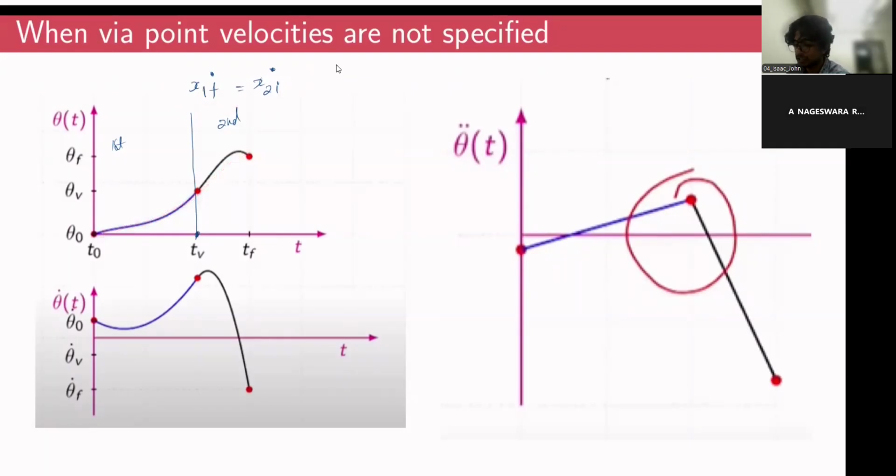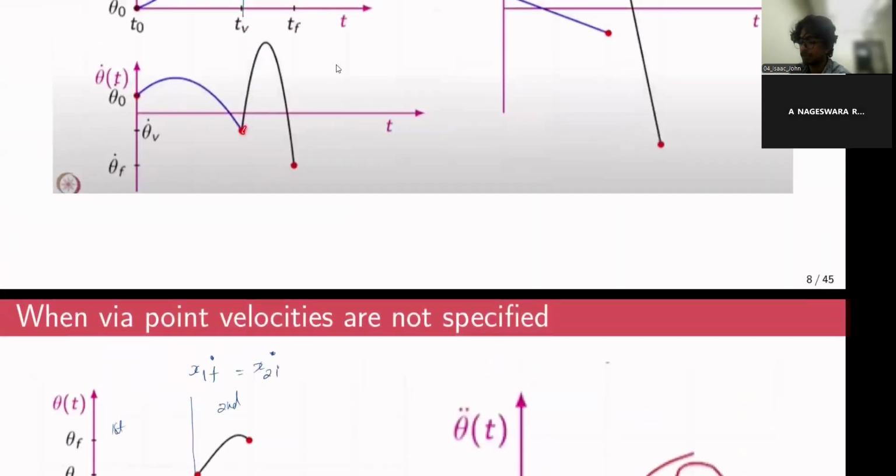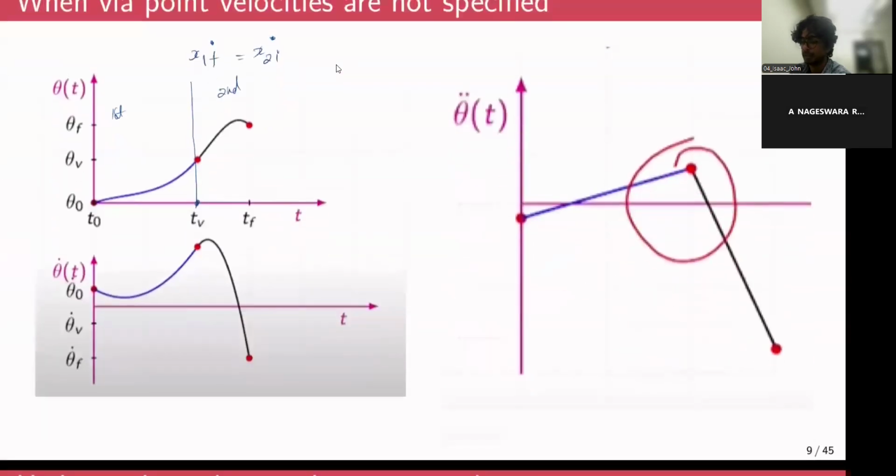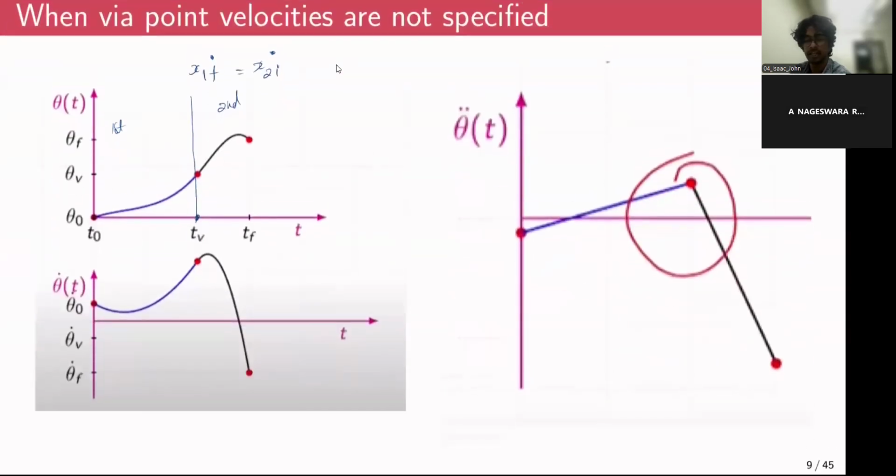And in that regard, you can see that the velocity now looks more continuous, right? Compared to the earlier case, where you had a sharp discontinuity at this location. But when the via point velocities are not specified, it looks like a very smooth curve. And as a result, if you again take the derivative of velocities, you will have positions. So the first segment would be linear with one slope. The second segment would also be linear with a different slope.